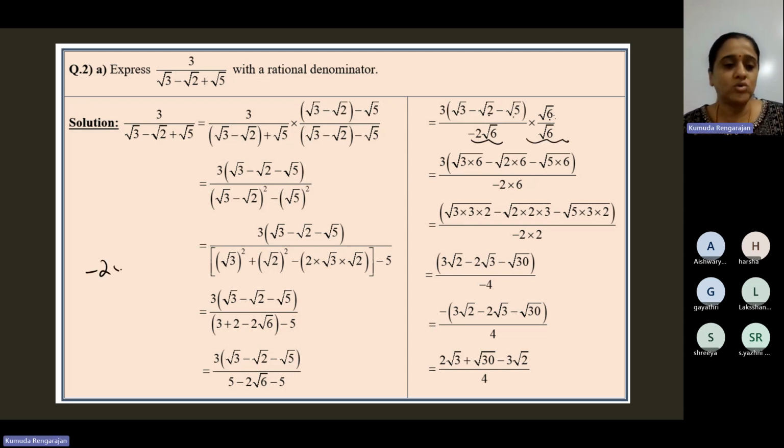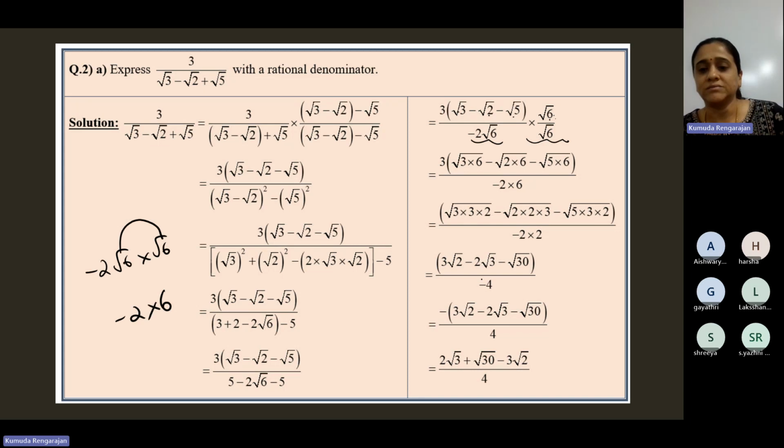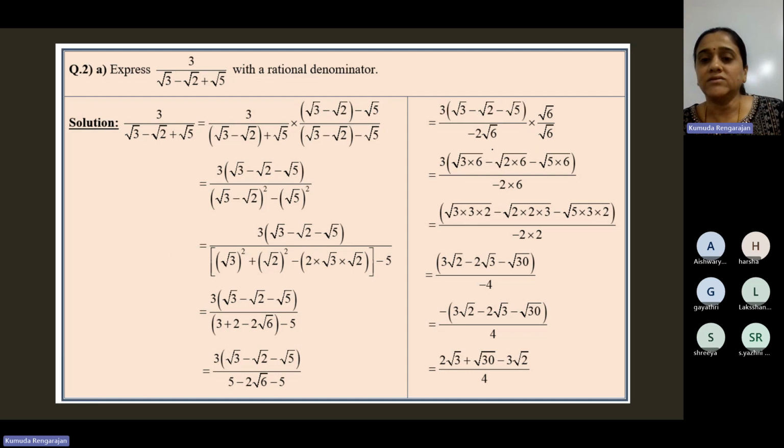So minus 2 root 6 into root 6. Root 6 into root 6 is 6. Minus 2 into 6, minus 12. Anyways, the value is minus 12. We have understood that. All right. So what I've done is I've just written this minus 2, and root 6 into root 6 is 6. I've simplified. You understood this multiplication, children? Multiplying root 6 with everything here. Okay, so that's the numerator.